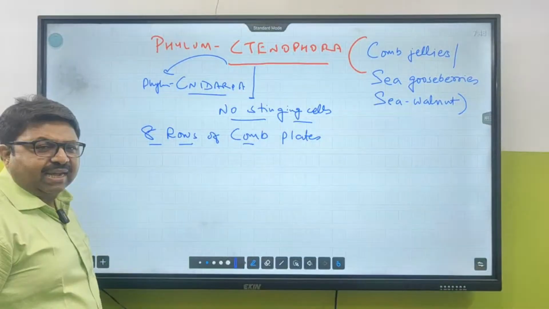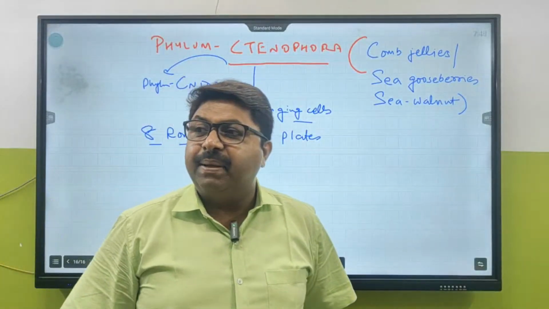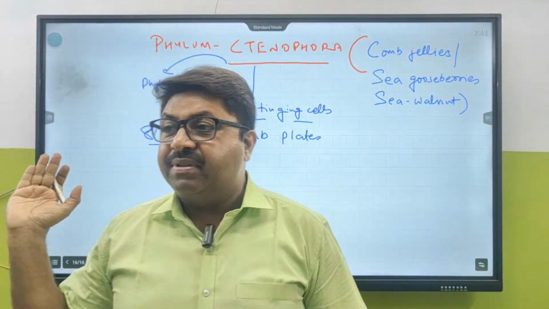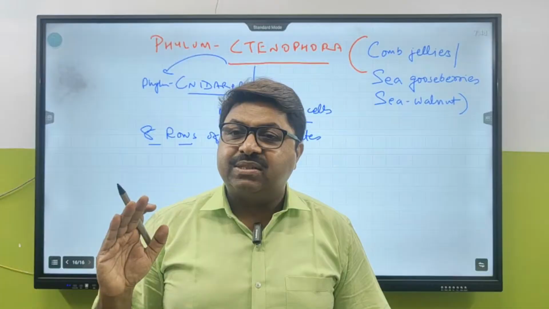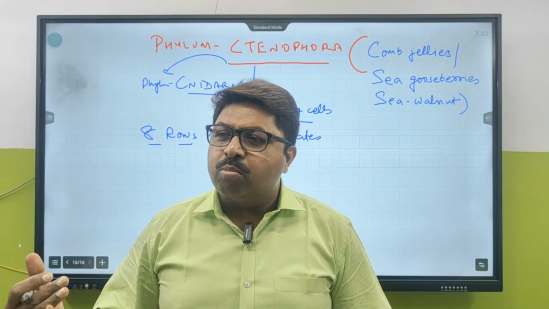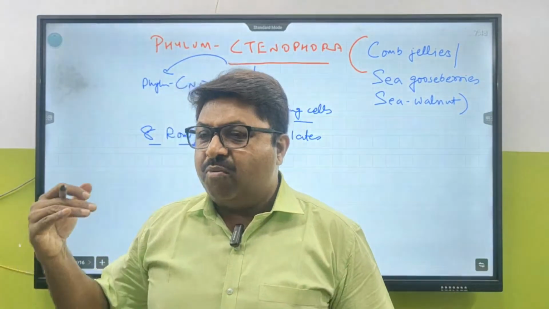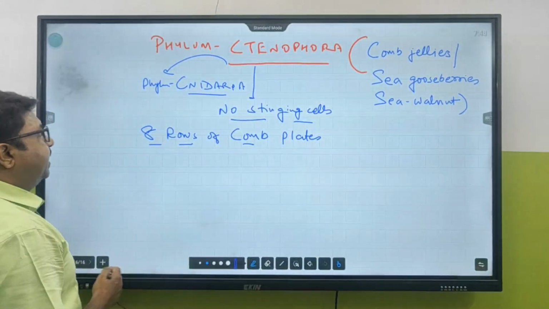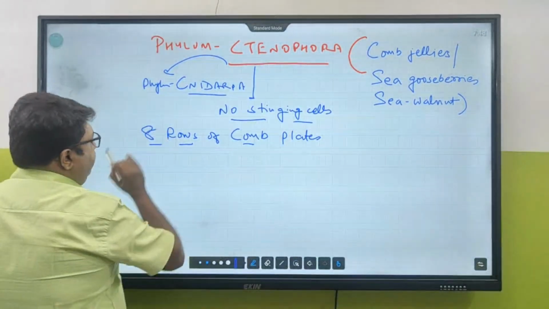Fine, they have got some tentacles. By the help of these 8 rows of comb plates, they can locomote. So there is a locomotory organ. They can move from one place to the other.